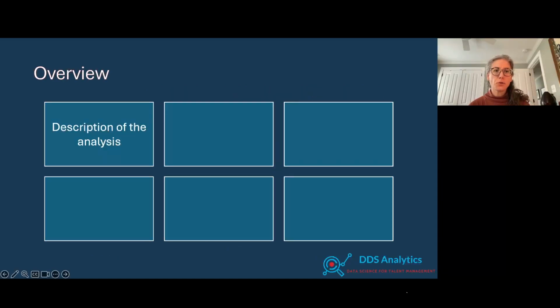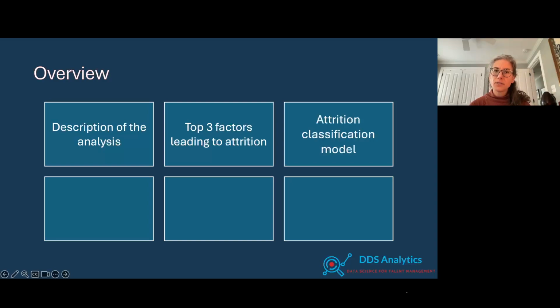So first I'll take you through a brief description of how I did the analysis. I'll go through the top 3 factors leading to attrition. I'll tell you about a model for predicting attrition that I developed. I'll give you a short demonstration of an interactive app that allows you to visualize some of the trends in the data. I'll talk about another model for predicting monthly incomes. And lastly, I'll go through some recommendations that I have.